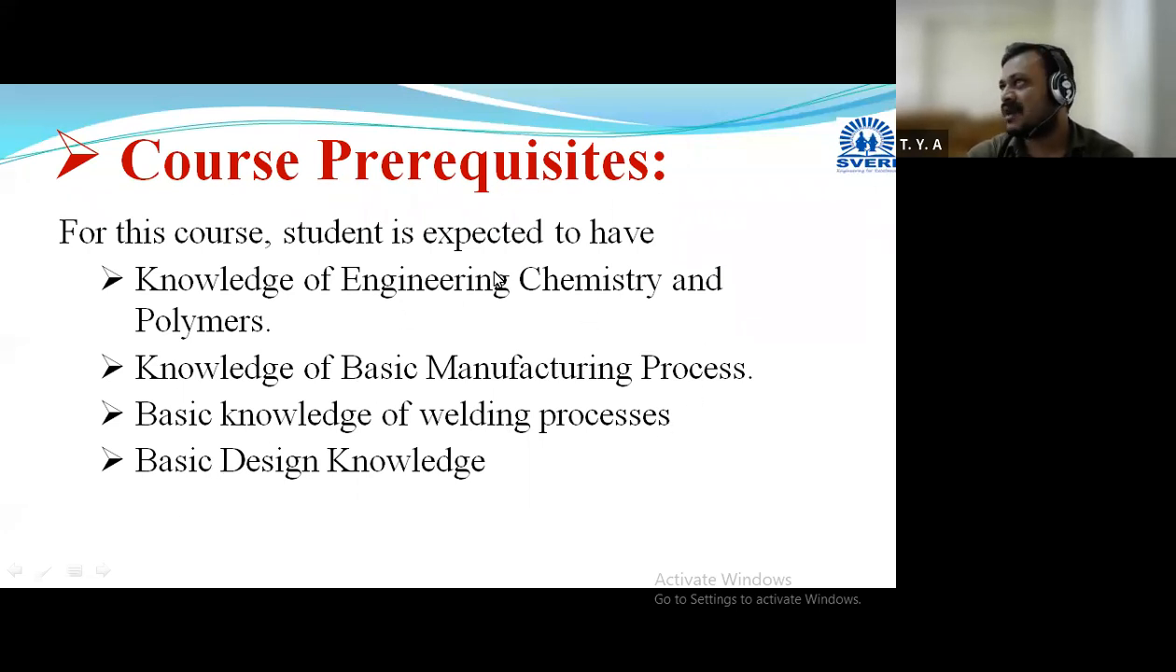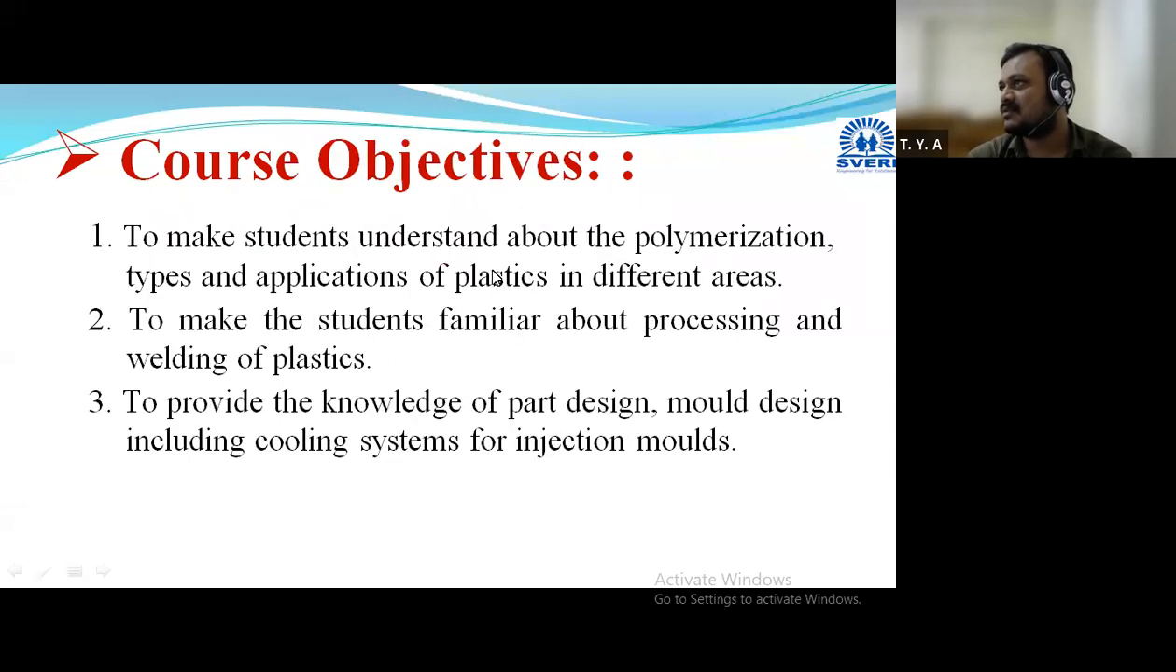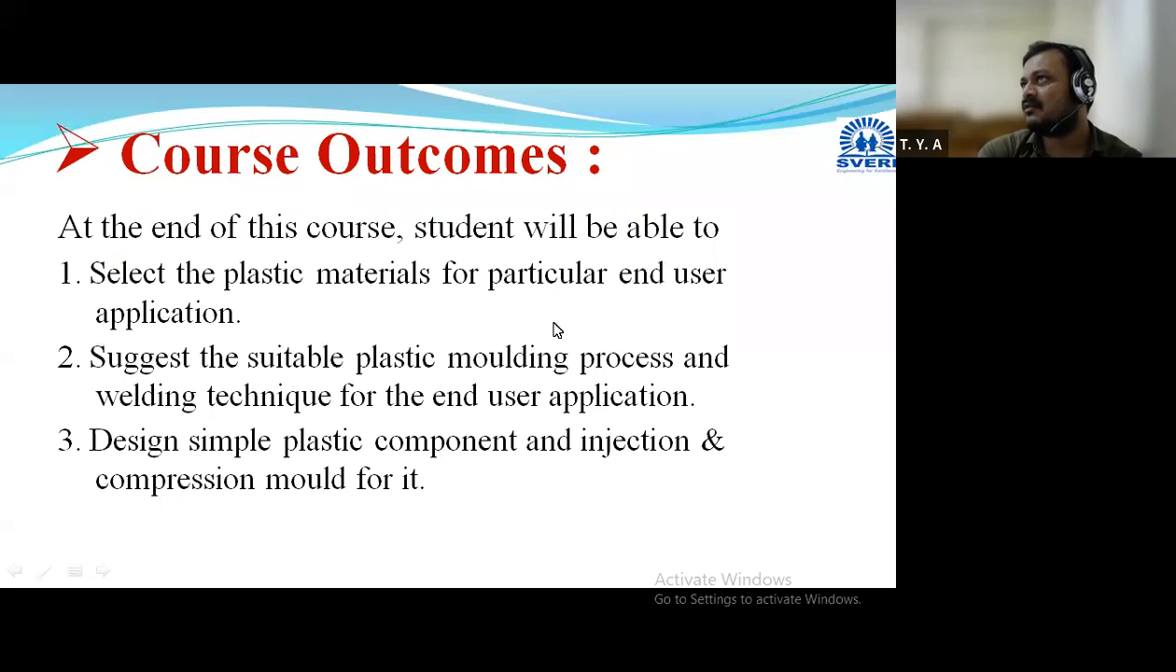After discussing this, we discussed the course objective, why we are studying the plastic engineering subject, and we have these course outcomes. After completion of the plastic engineering subject, you will be able to select the suitable plastic material. I will tell you the application, I will say I want to manufacture this product, then you have to choose the suitable plastic material. If you understand this subject very well, then and only then can you give the answers to these questions.